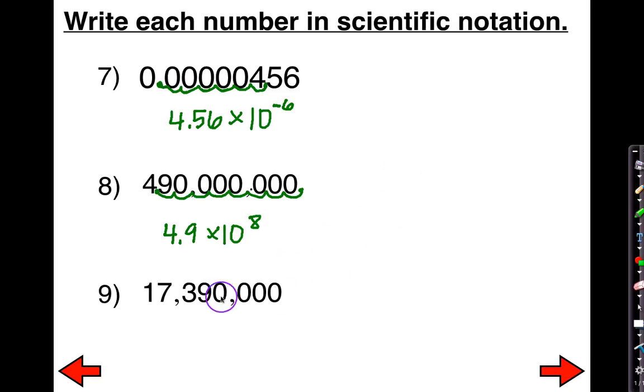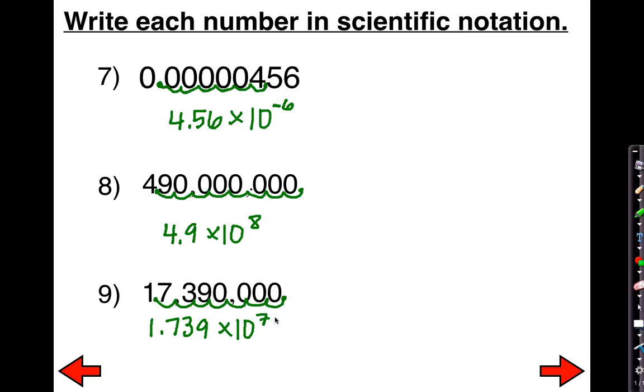Number 9. Okay, same idea. We need to first decide where I should put my decimal. Again, it has to be equal to 1 or greater, but less than 10. So I'm definitely going to go with 1.739. So that's my coefficient, times 10 to the, again, relatively small or relatively big? Definitely relatively big, so it should be a positive number. So starting at where I want it to be and going to where it actually is, I'm going to count 1, 2, 3, 4, 5, 6, 7. So that is going to be my number in scientific notation.